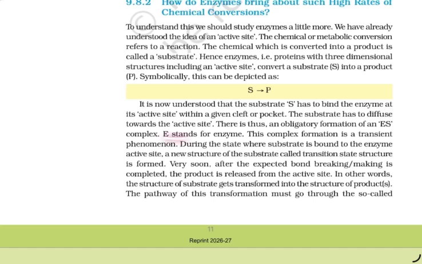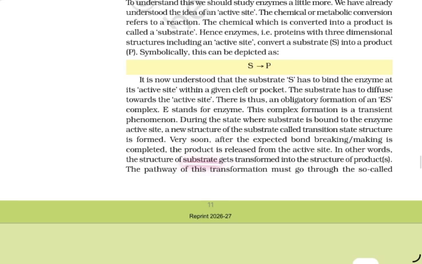the enzyme-substrate complex. E stands for enzyme. The complex formation is a transient phenomenon. During the state where a substrate is bound to an enzyme's active site, a new structure of the substrate, called the transition state structure, is formed. Very soon after the required bond breaking and making is complete, the product is released from the active site.